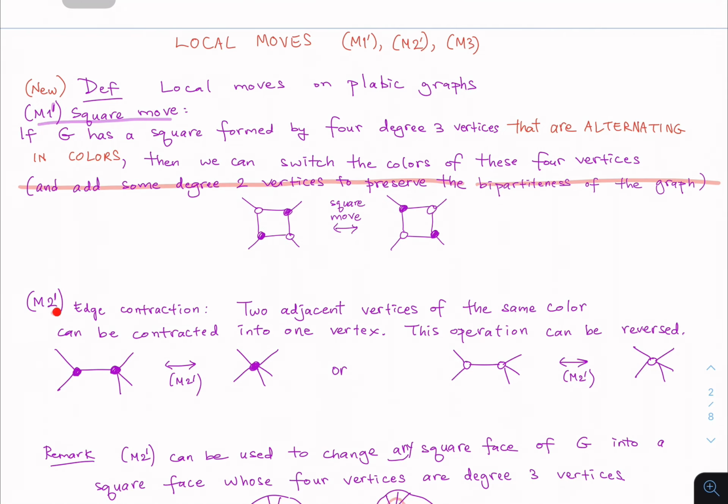And instead of M2, I write M2 prime. This will be an edge contraction. So if I have 2 adjacent vertices of the same color, I can always contract them into one vertex, basically erasing this edge.